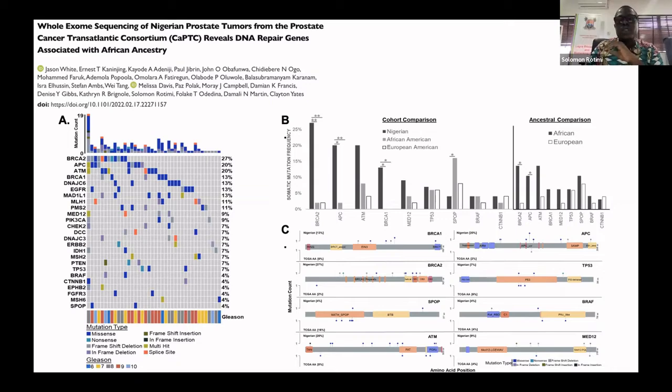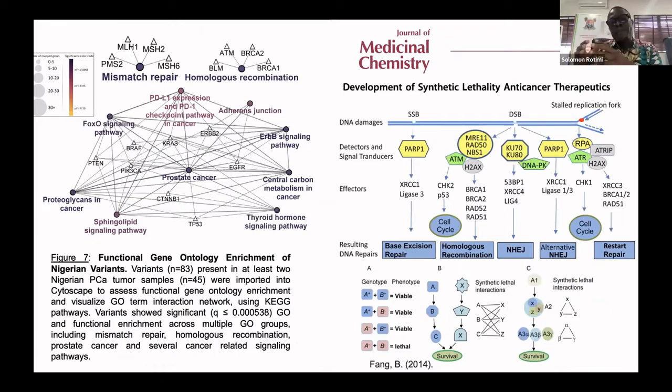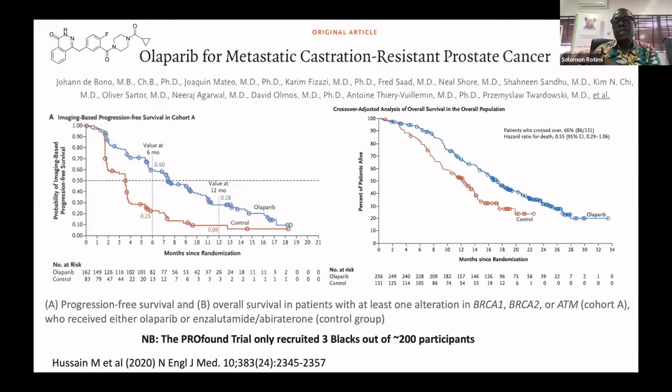The interesting thing about this group of genes is that they are part of a mechanism that we can take advantage of in treating this disease. They are genes related to mismatch repair and homologous recombination. And we know that there's a class of drug that patients with this type of mutation respond to very well, and that is PARP inhibitor. In 2020, the clinical trial for olaparib for metastatic castration-resistant prostate cancer was published. It showed that patients with castration-resistant prostate cancer treated with a PARP inhibitor, in this case olaparib, responded much better than with enzalutamide or abiraterone.